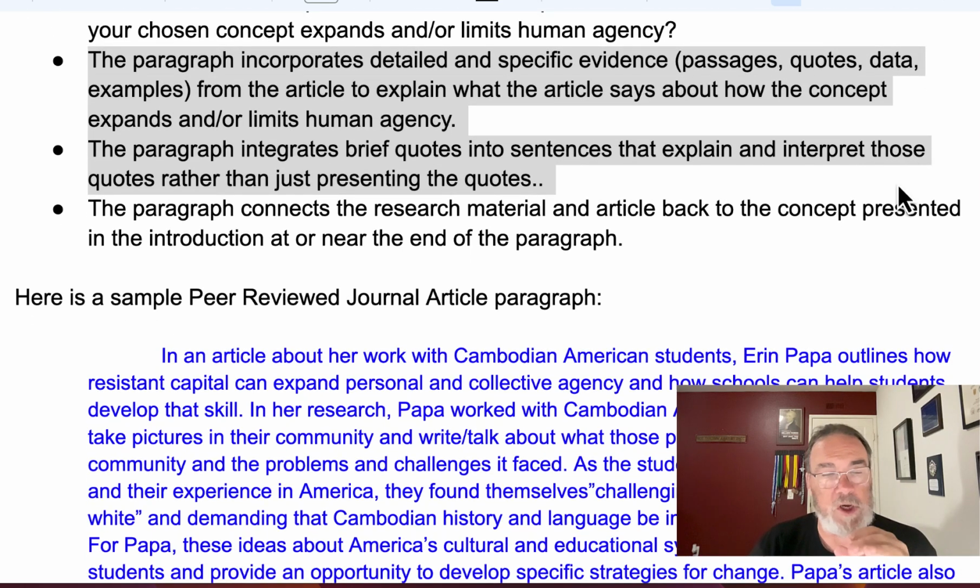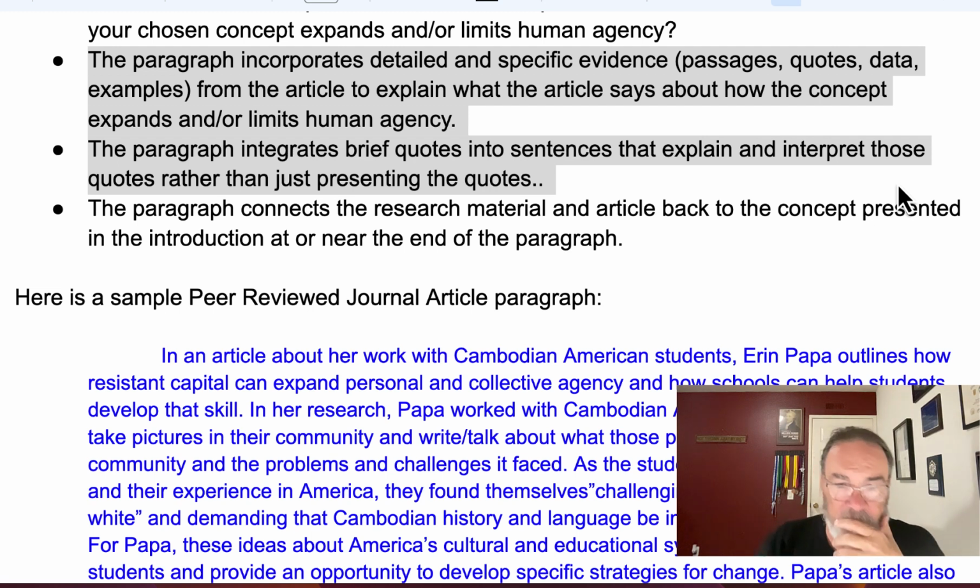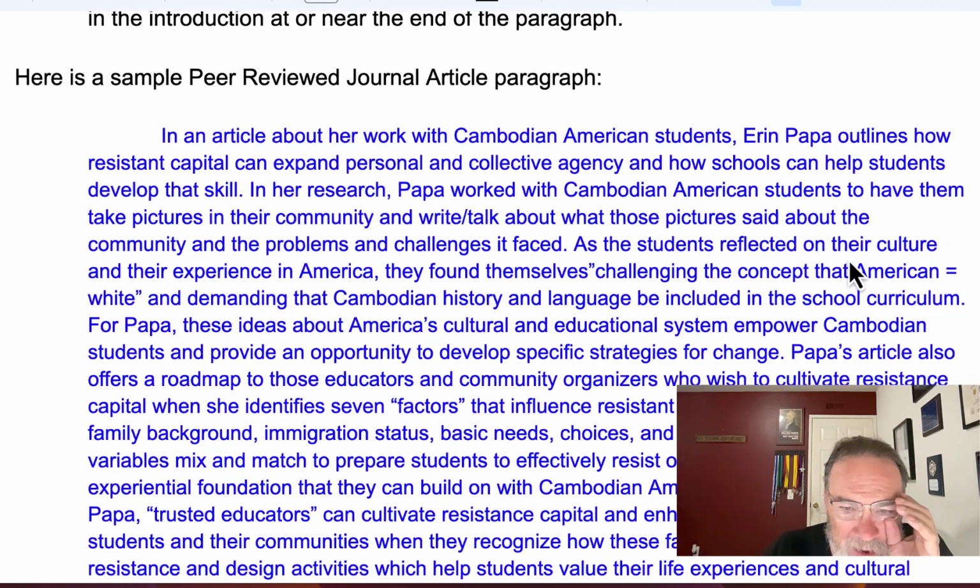Also, of course, we want to practice that important skill of integrating brief quotes into sentences. We all already know how to drop big quotes. What we want to learn is that next level skill of working smaller quotes into our own language that frames and interprets, introduces, and explains quotes. So let's take a look at what happens in the paragraph.